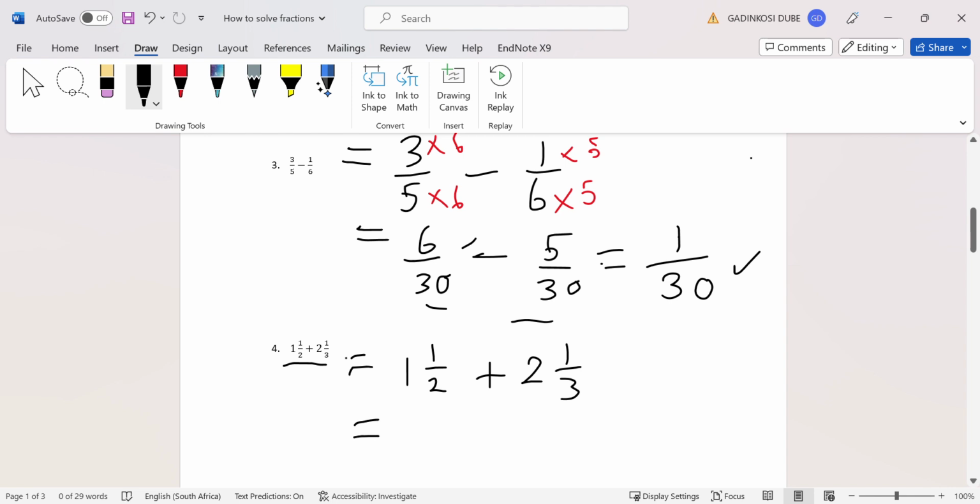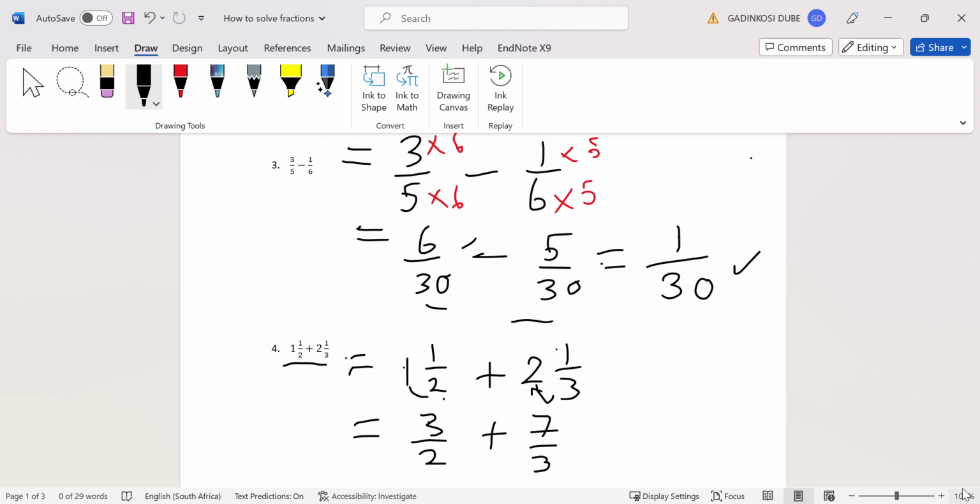So 2 times 1 plus 1. So it's 2 times 1 plus 1. Okay, so 2 times 1 is 2 plus 1 is 3. So it's 3 over 2. Okay, so plus 3 times 2 plus 1. Can you see that plus this one? So 3 times 2 is 6 plus 1 is 7 over 3.